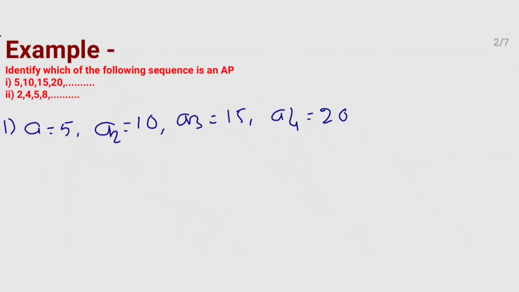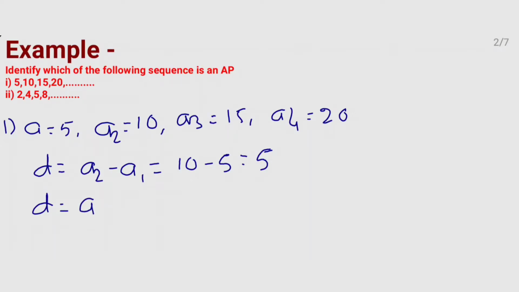So here we want to find out whether this sequence is an AP or not. AP means the difference of consecutive numbers is constant. So check here whether the difference is constant or not. A constant number means a common difference. So here we want to find D. D equals A2 minus A1, the common difference of consecutive numbers. So here 10 minus 5 equals 5. And next, consecutive numbers A3 minus A2: A3 is 15 minus A2 is 10. So here 15 minus 10 is 5.